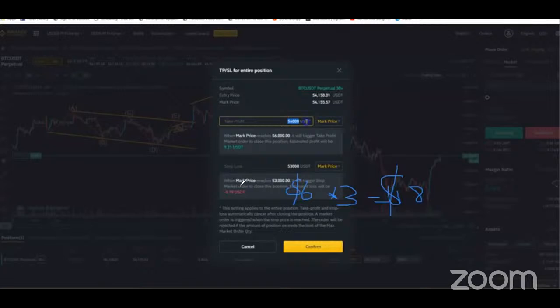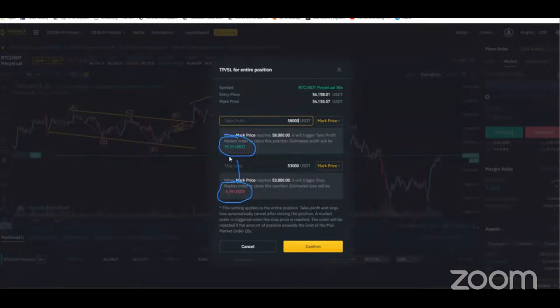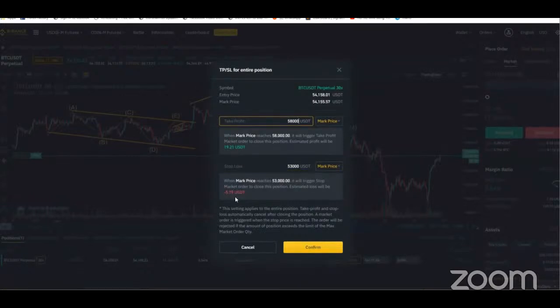So maybe our target should be about 58,000. By the time you look at what we are targeting compared to what we are risking, you'll see that it is more than 1 to 3 risk reward. So 6 times 3 is 18. We are going to be getting $19.2 for this trade, and we are only risking $5.79.